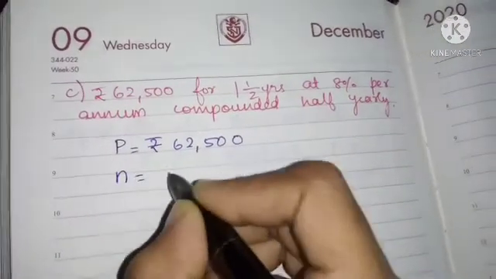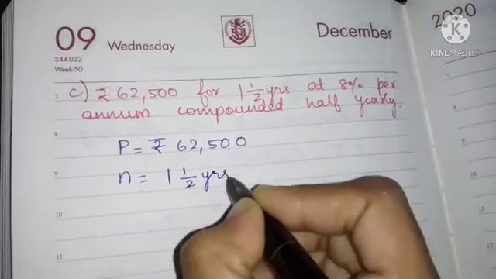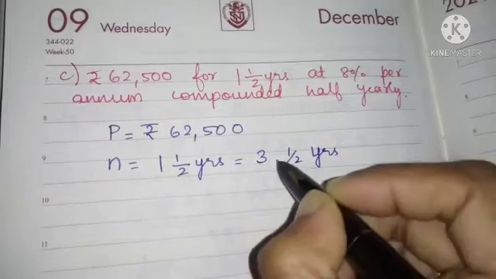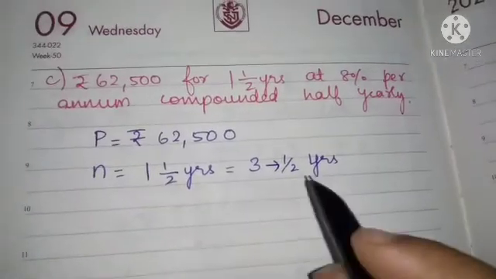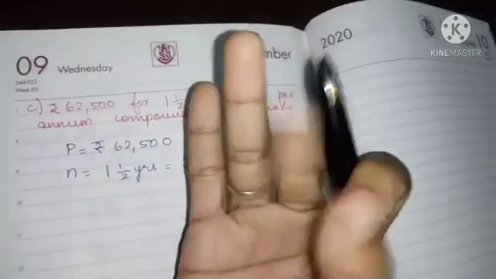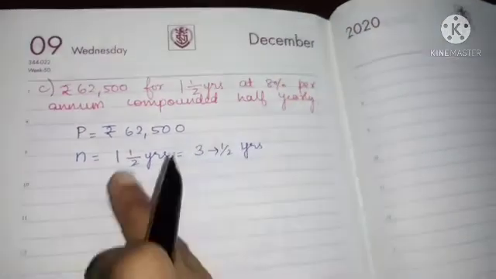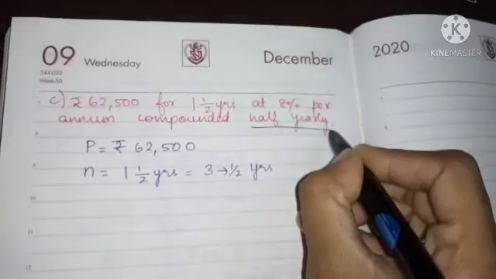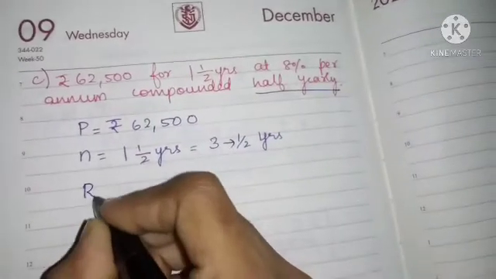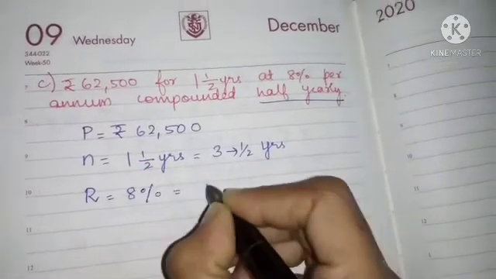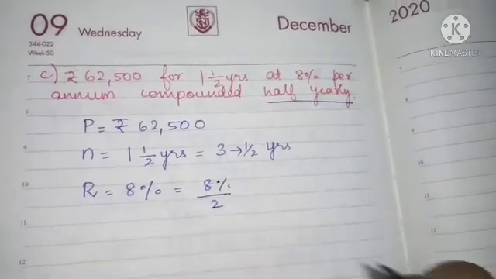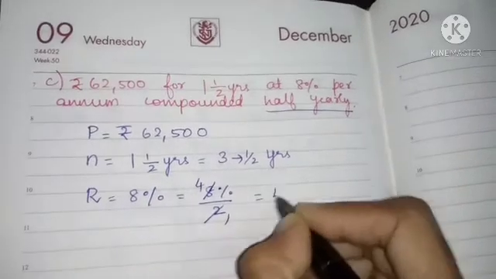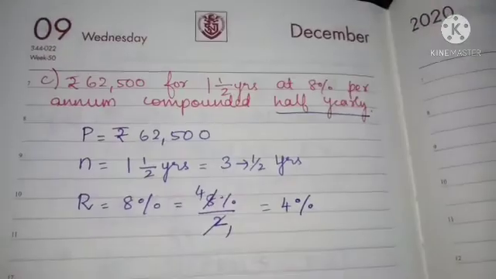Number of years is nothing but 1.5 years, which will be written as 3 half years. 1.5 years, half. 3 halves, if you add it, you will get 1.5 years, since it is half yearly. Next, R is equal to 8%. 8% divided by 2 because it is half yearly. 2 ones are 2, 2 fours are 8. So you will get it as 4%.